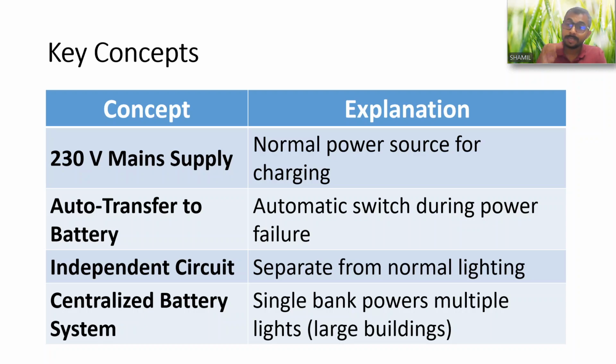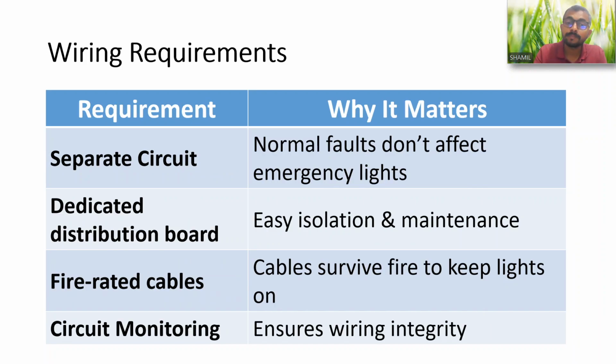And the last one is the central battery system, which will be powering up multiple lights, especially in the case of large buildings. Okay, so these are the key concepts which we have discussed. Now, what are the wiring requirements?